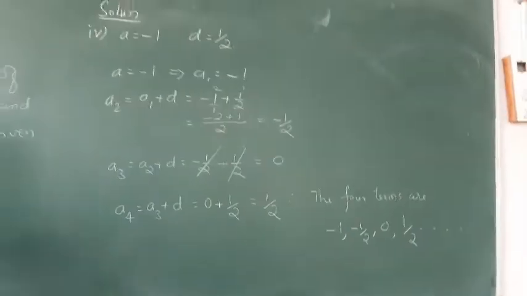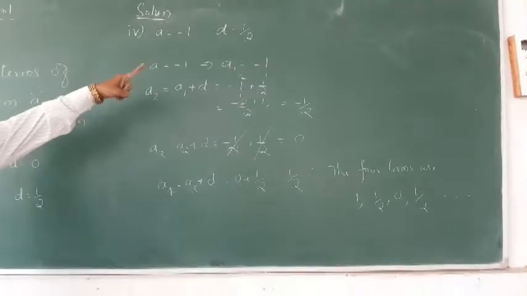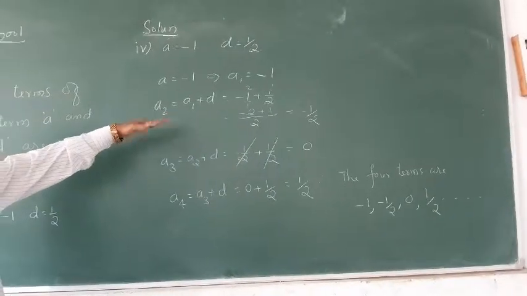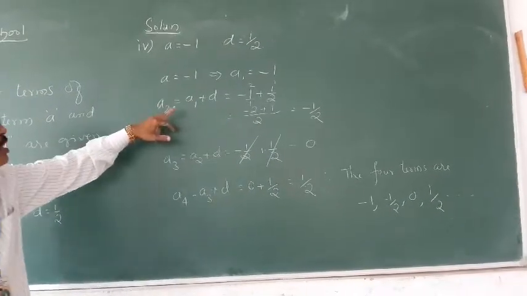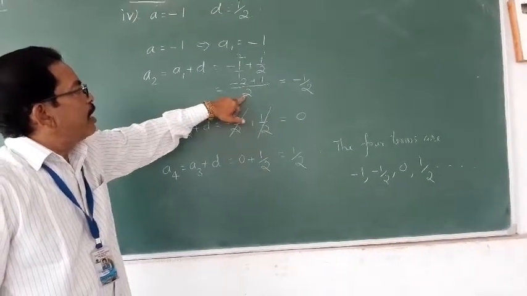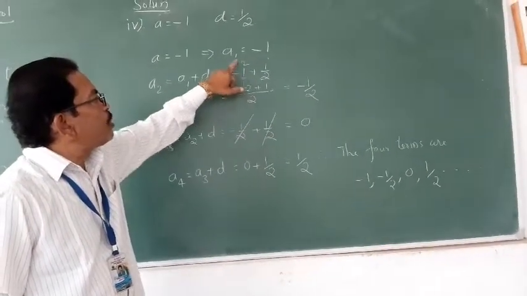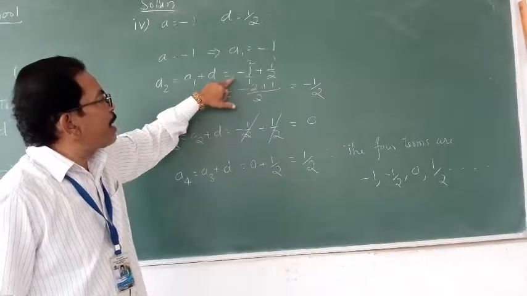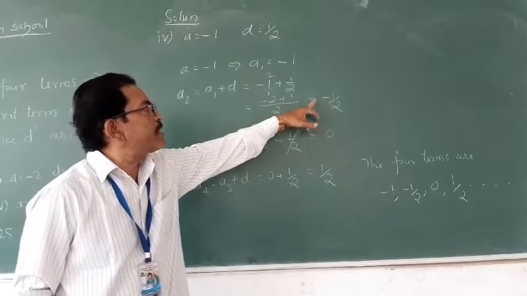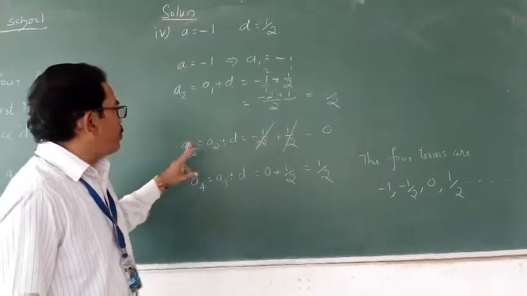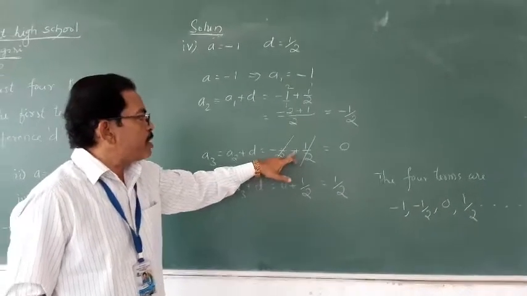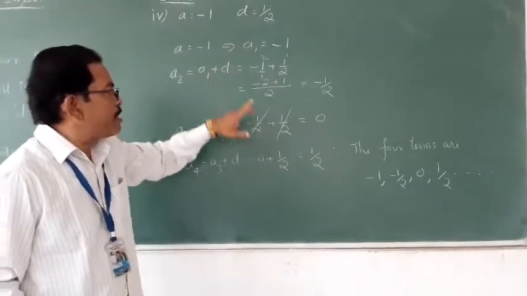Okay, see once again here that the common difference is in fraction, that is 1 by 2. We have to calculate the LCM of the terms. So here A1 plus D, minus 1 plus 1 by 2, the LCM is 2. The 1 twos are 2, 1s are 1 into minus 2 plus 1. Minus 2 plus 1, greater number sign, minus of 1 by 2. Here A3 is A2 plus D, minus 1 by 2 we got.